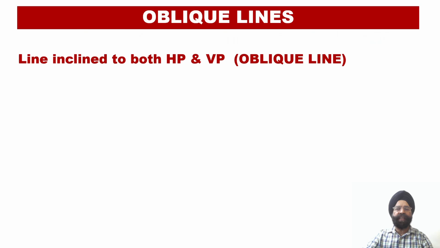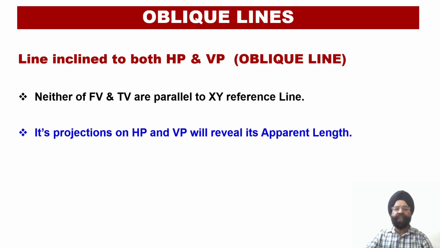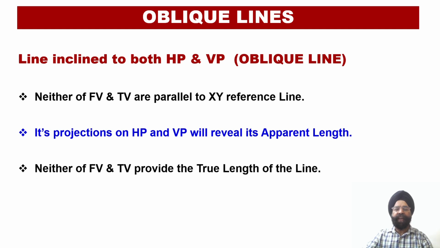An oblique line is the one which happens to be inclined to both the reference planes, that is the horizontal plane as well as the vertical plane. Since this line is inclined to both the reference planes, neither the front view nor the top view will be parallel to the XY reference line, and the projections of the line on the horizontal plane as well as the vertical plane will reveal only the apparent lengths of the line. We are not going to obtain the true length of the line in the front view or the top view.